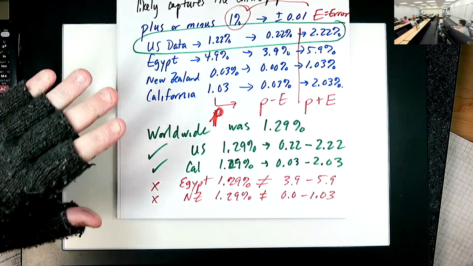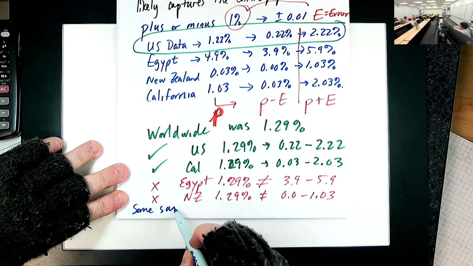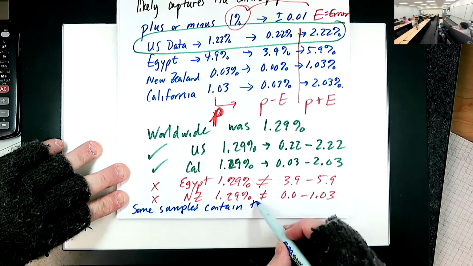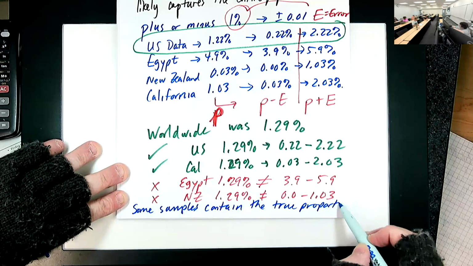The idea here is some samples will contain the actual information, contain the true proportion, some don't.